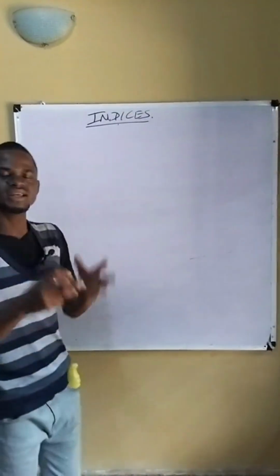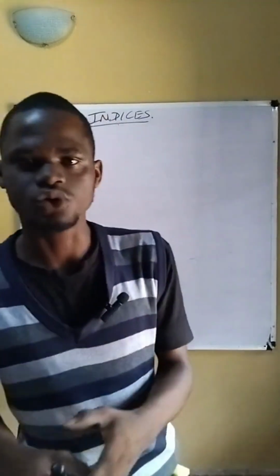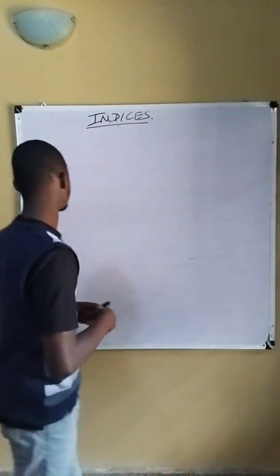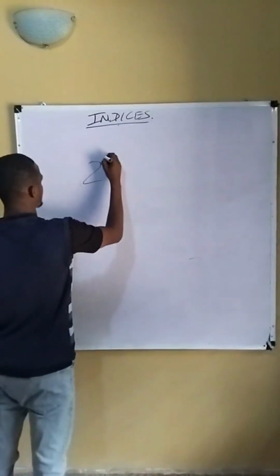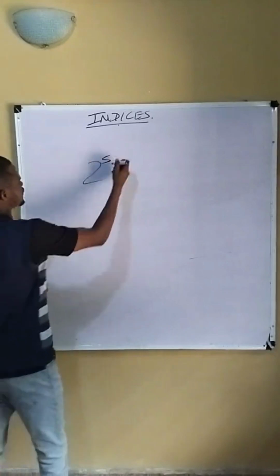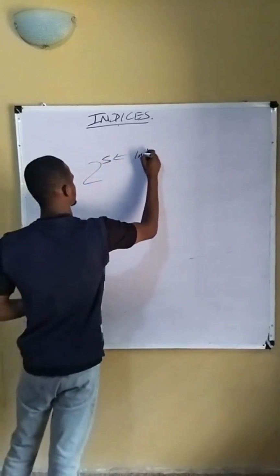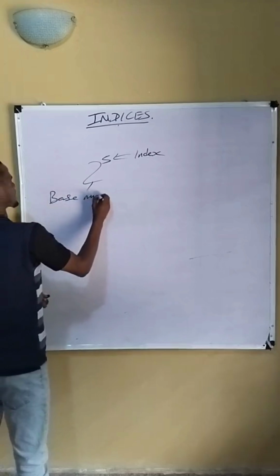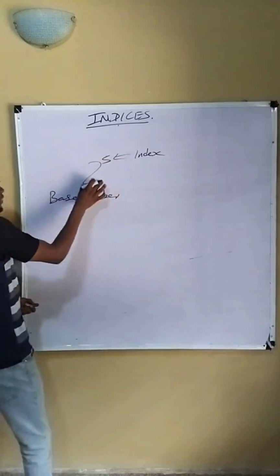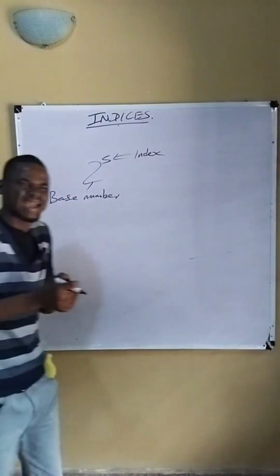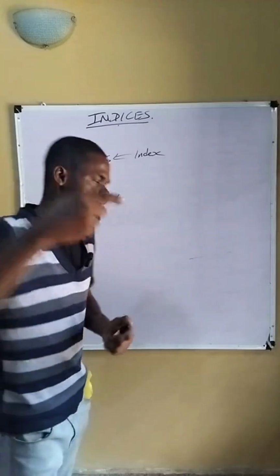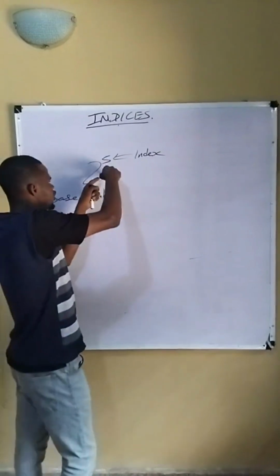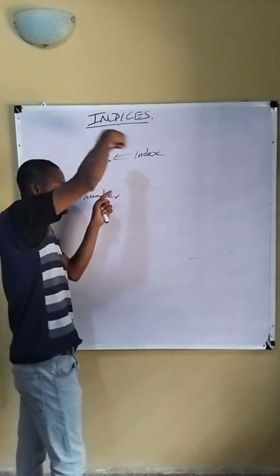Indices, or the index of a number, tells us how many times the base number has to be multiplied by itself. If you have something like 2 raised to the power of 5, this 5 is the index, while this 2 is the base number. The index of this base number tells us how many times that base number has to be multiplied by itself. What is the base number? 2, and 5 is the index. This 5 is telling us that 2 will multiply itself 5 times.